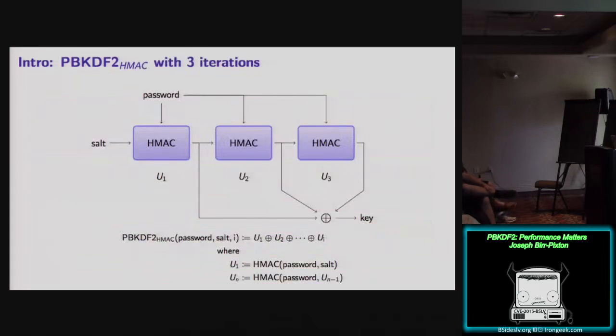So PBKDF2 looks like this. You get HMAC and you put the password in the top repeatedly and you sign the salt, and then you sign the output, and the output, and the output, and you get all the signatures and you XOR them together, and that gives you your output. So it's fairly easy to see that this has very strong data dependency. You can't calculate U3 without calculating U2. So you have to do them all in sequence, so it's not easily parallelizable by your attacker, which is nice.